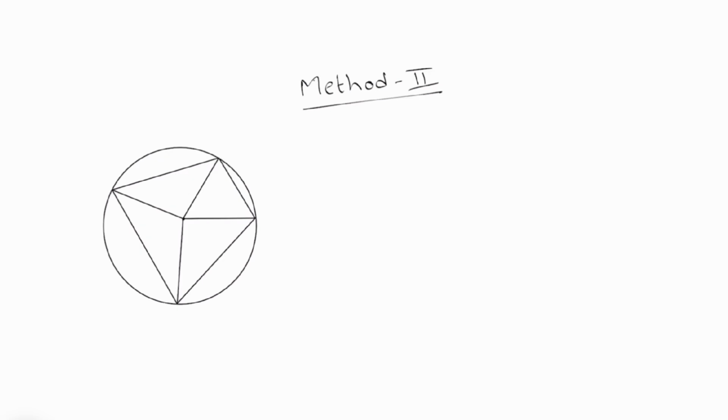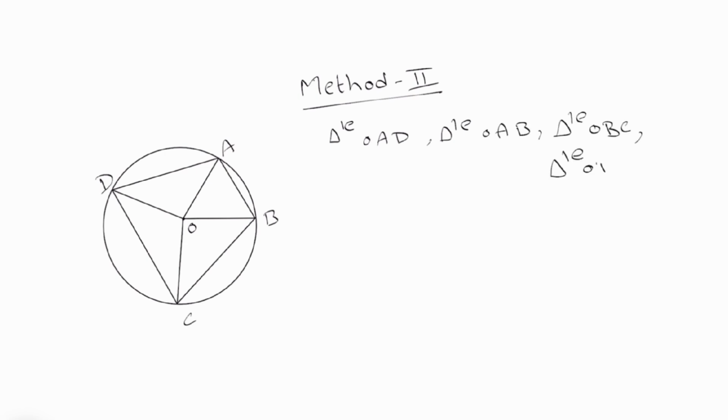In method 2, draw radii from the center of the circle to all the corners of the quadrilateral. Let's name this quadrilateral again as A, B, C and D, and the center of the circle as O. Now the quadrilateral got divided into four triangles, right? Triangle OAD, triangle OAB, triangle OBC, triangle ODC. Now using these four triangles, we are going to prove that the sum of opposite angles in a cyclic quadrilateral is 180 degrees. Consider the first triangle OAD.